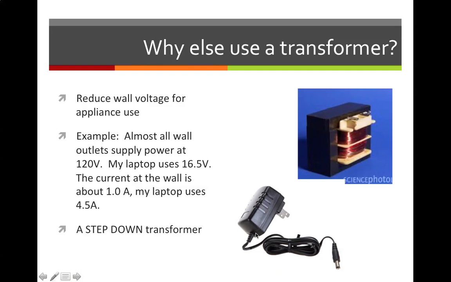So here's a picture, like this piece here. This is what I was talking about, the little box. This thing's a little transformer. Whatever this plugs into doesn't want to use 120 volts, which comes out of our wall. If this was the one for my laptop, it wants 16.5 volts. My laptop uses 4.5 amps. So this little transformer steps down the voltage, and it steps up the current. These are very common. All kinds of appliances use that.